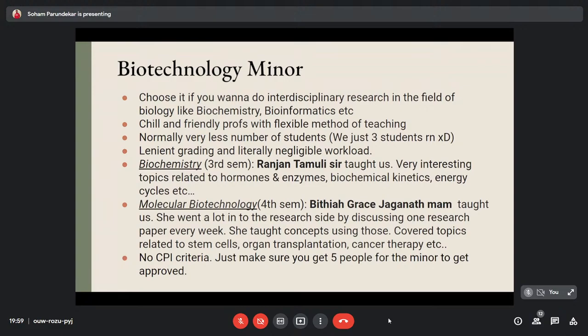You just want to pass, you want to get more than 6.5 just to get a minor. That's it. And you just make sure that you get 5 people so that this minor gets approved. Just in the third semester, and you could drop it anytime. That's all about it.